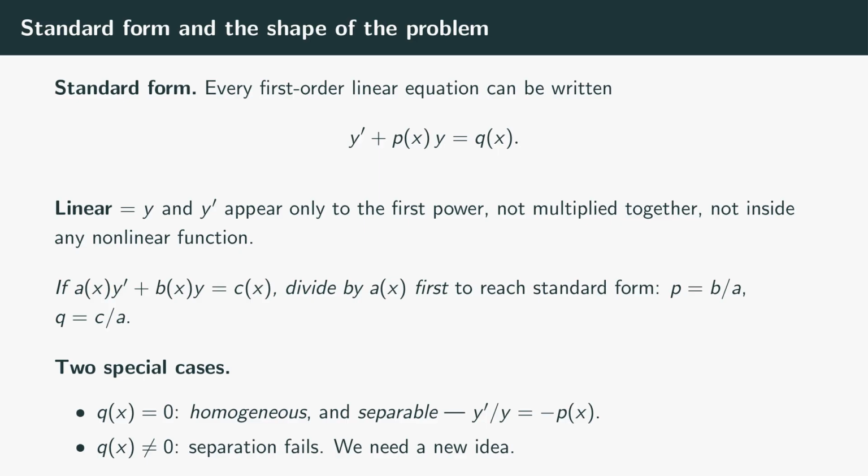Always reach standard form before doing anything else, because the formula we are about to build assumes it. Now, the word linear means y and y prime each appear only to the first power. They are never multiplied by each other, never raised to a power, never buried inside a sine or a logarithm. There is one easy case. If q is 0, the equation is called homogeneous, and it actually does separate: y prime over y equals minus p. But the moment q is not 0, separation collapses because you cannot peel the q term cleanly onto the y side. That is exactly the gap the integrating factor fills.